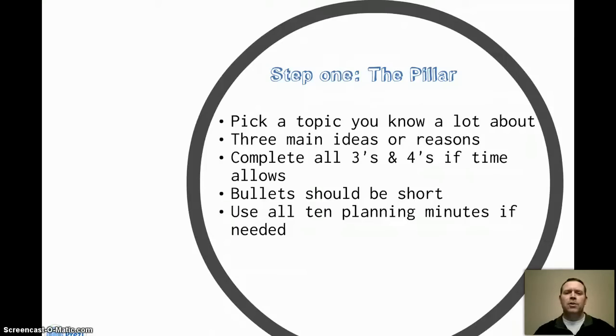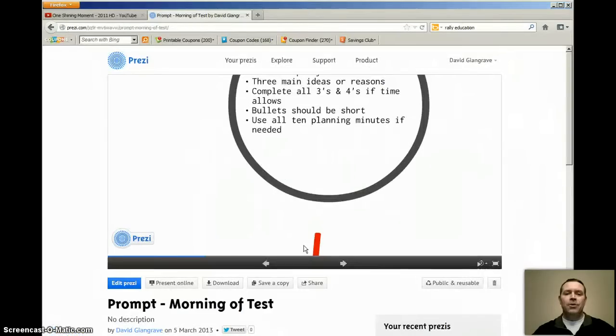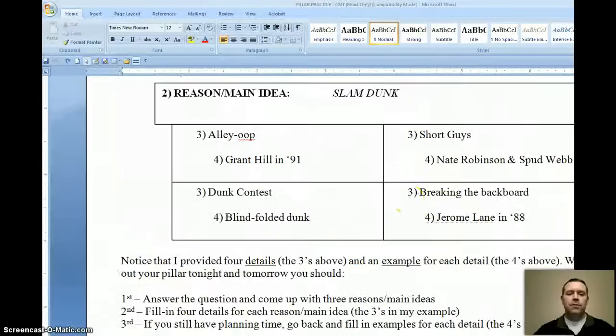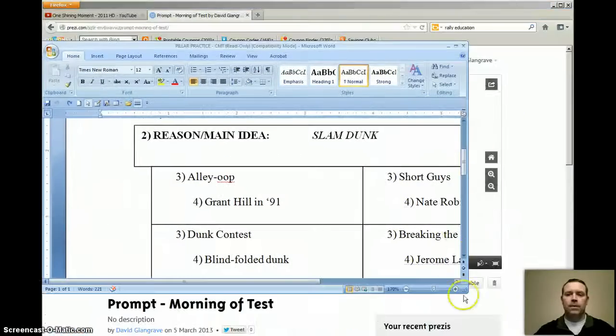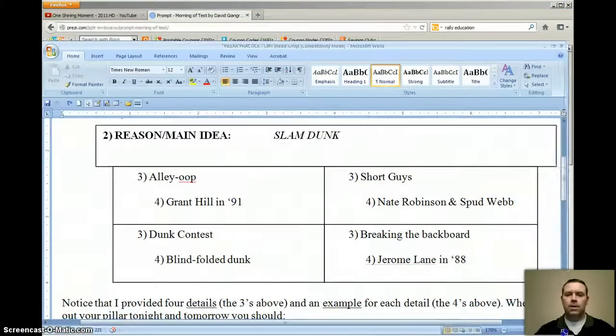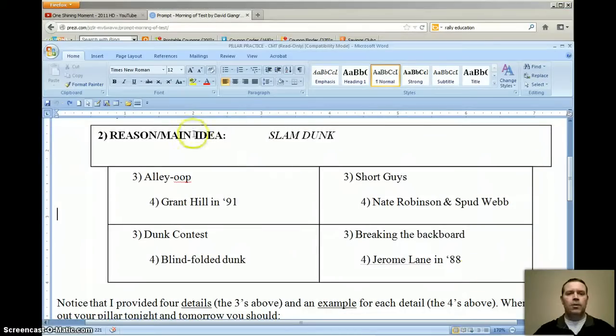Next, you need to make sure that you can come up with 3 main ideas or reasons that describe that topic. That's why it needs to be something that you know a lot about. And then you're going to go through and you're going to start to fill in your 3s and 4s just like you did on last night's homework. All right? Here's last night's homework. And you can see here that mine is already done.